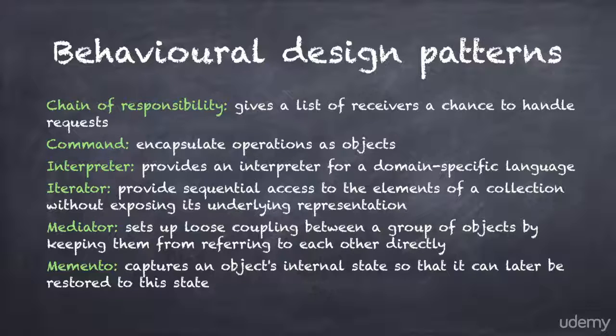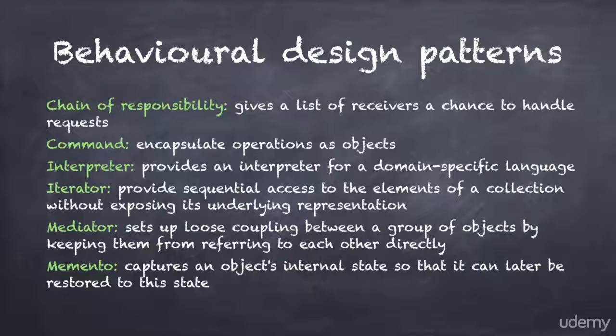The intent of the iterator pattern is to provide sequential access to the elements of a collection without exposing its underlying representation. The mediator pattern's intent is to set up loose coupling between a group of objects by keeping them from referring to each other directly.